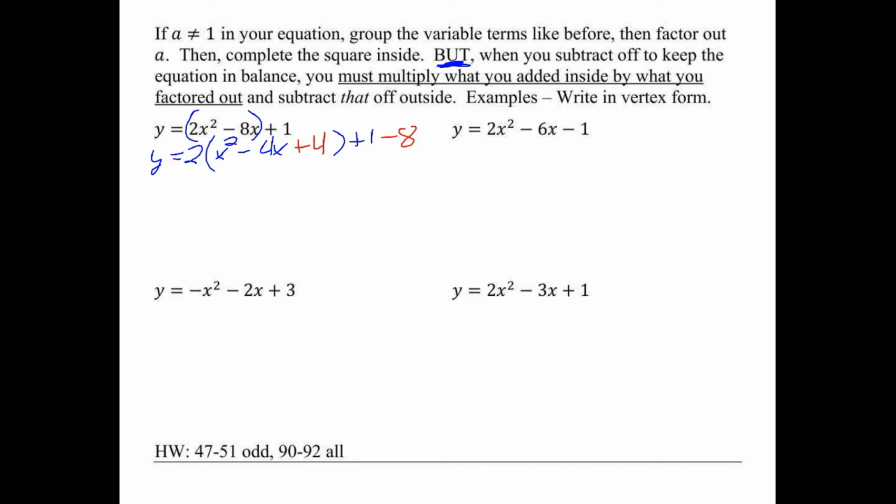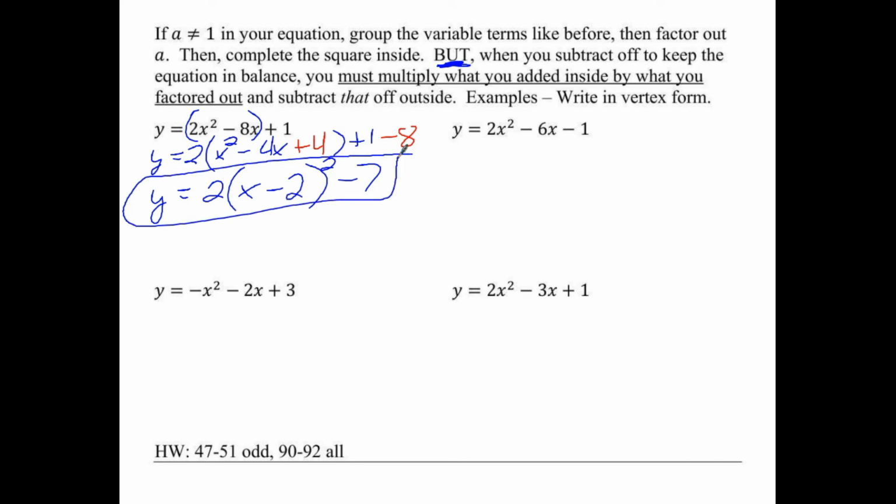So now we can write this in vertex form. Y equals, the 2 out front is still there. Our perfect square trinomial is now a perfect square. And then 1 minus 8 is -7. What's inside the parentheses is x minus 2, and that's squared. That's your vertex form. So we can tell now that this is a parabola. It's skinnier than normal. It opens up. It has a vertex at positive 2, negative 7. And from the original equation, it has a y-intercept of 0, 1.